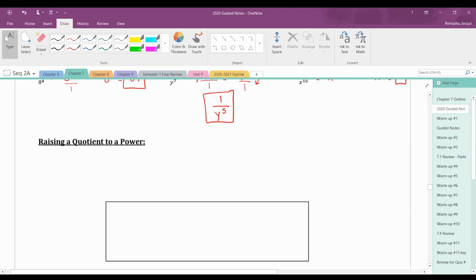Let's take a look at the second thing called raising a quotient to a power. So let's think about, in parentheses, a over b, so a divided by b, and I'm raising that to the 3rd power. Okay, because a divided by b is in parentheses, since it's being raised to the 3rd power, I know that I'm going to keep the parentheses exactly how I see it, but I'm going to have to write it out 3 times because that's what my exponent is.